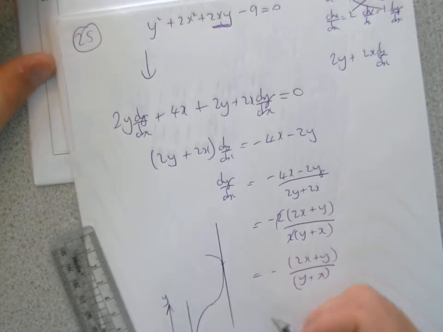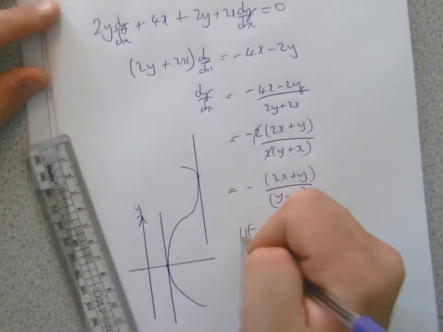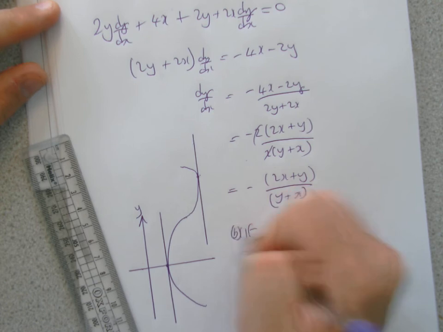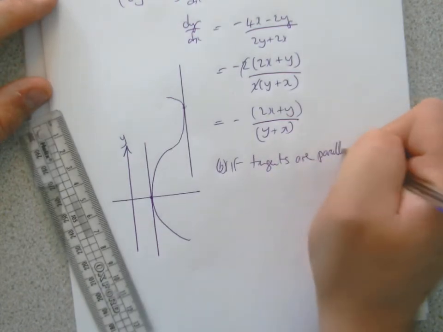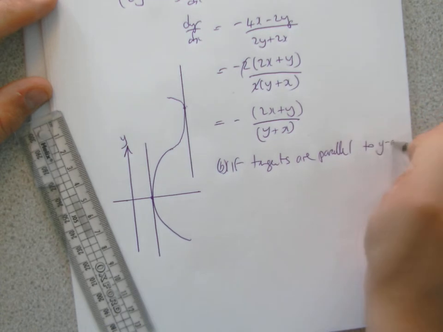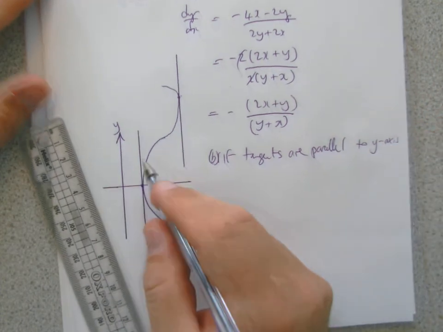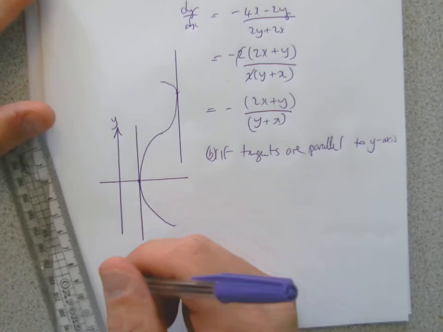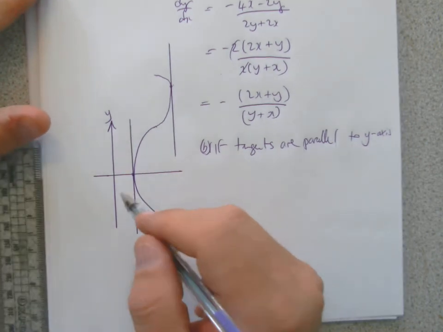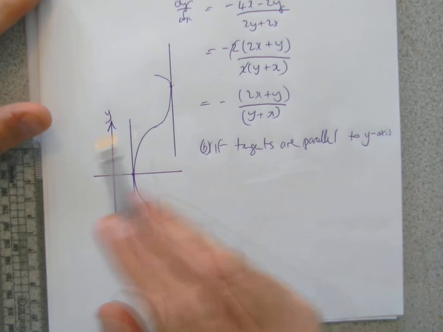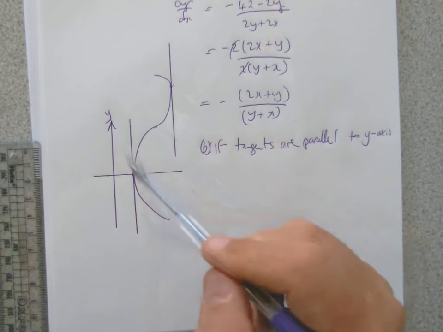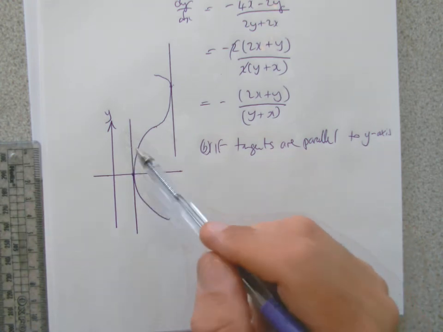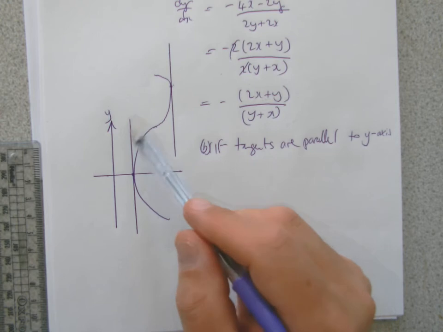Okay, so what we can say is, if tangents are parallel to the y-axis, think about what dy/dx is. Think about what the gradient is of this line. Well, it's not equal to 0. It was equal to 0 in the last question because it was parallel to the x-axis, so it's flat, but here it's vertical. So gradient isn't 0. Think of gradient as the slope. It's the slope of this line.